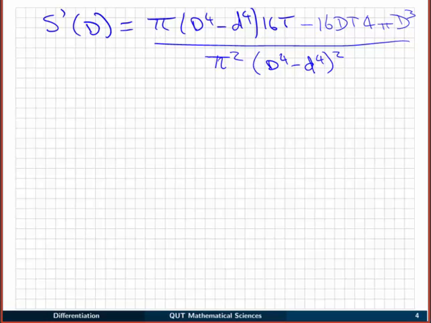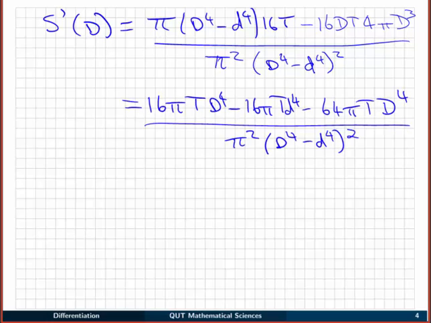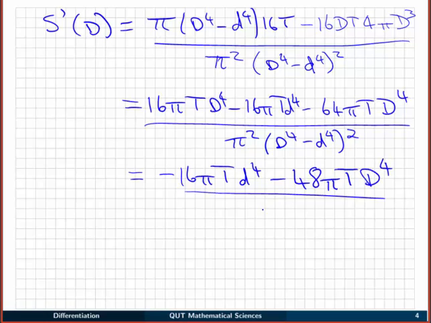I'm just going to neaten up the top there, maybe pause for a second and try that one out yourself. Okay, so expanding that out, I get 16 pi T D to the 4, take 16 pi T little d to the 4, take 64 pi T D to the 4, and the bottom stays the same. I can do a little bit of grouping up here. The 16 here and the 64 there will give me minus 48 of those. So I've got minus 16 pi T little d to the 4 minus 48 pi T big D to the 4, all divided by pi squared.